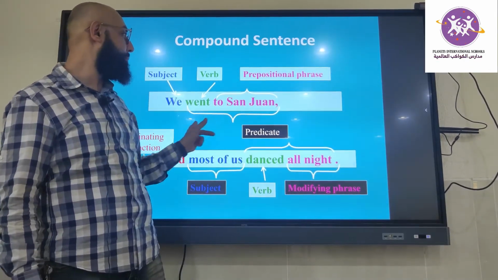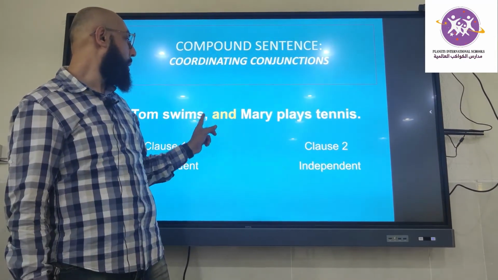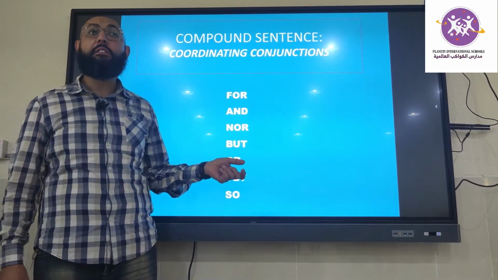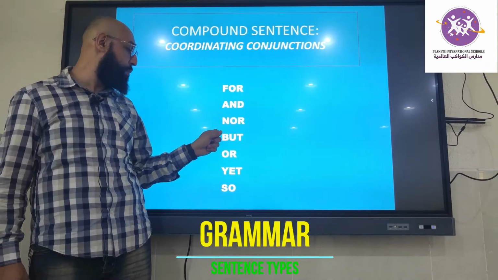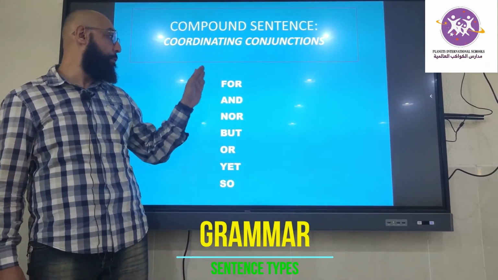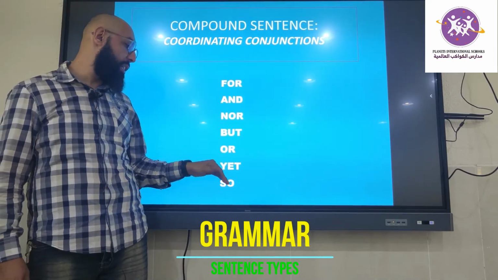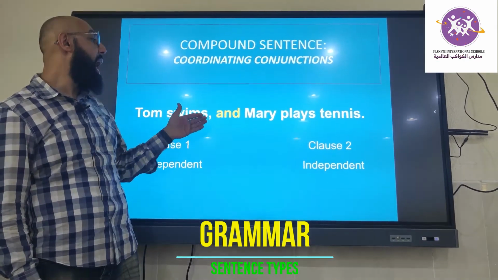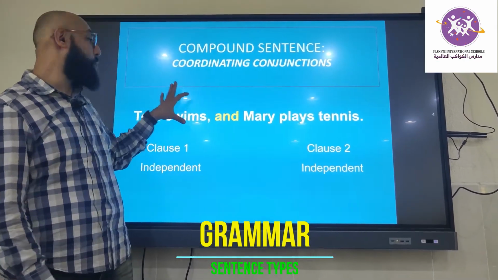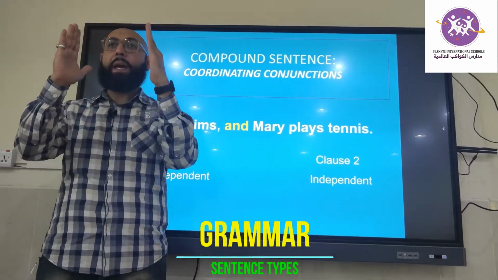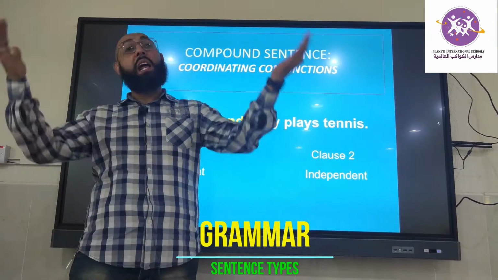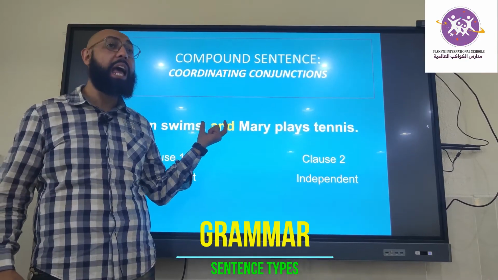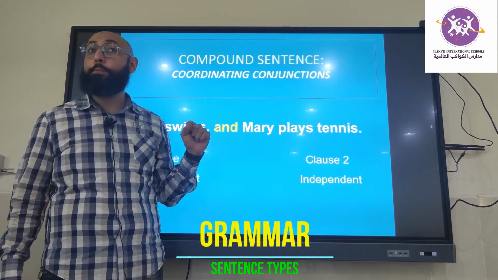Here is how you analyze it. Okay, sorry. Guys, if you get the first letter, the initials of these words, you'll get FANBOYS. F-A-N, fan, B-O-Y-S. FANBOYS. Right? For, and, nor, but, or, yet, and so. All right? Here's an example. Tom swims and Mary plays tennis. Tom swims. This is an independent clause. Mary plays tennis. Here is another independent clause. Okay? So if you put them all together, joining them with a conjunction, this is a compound sentence.